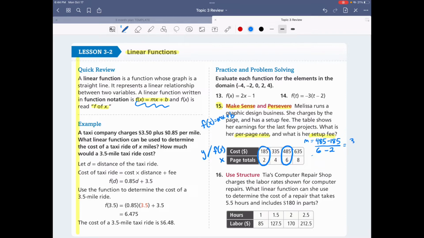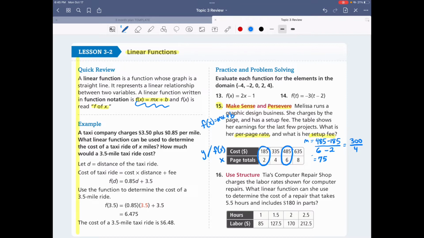So that's going to be 300 over 4. If you do that in your calculator, you get 75. That means that every new page is going to cost $75. She also has a setup fee.